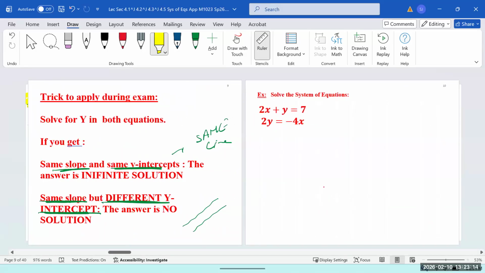Now use the trick to figure out what's the solution for the next one. Do you have infinite solution or do you have no solution? This trick works only for infinite or no solution. For unique solution, it doesn't work.